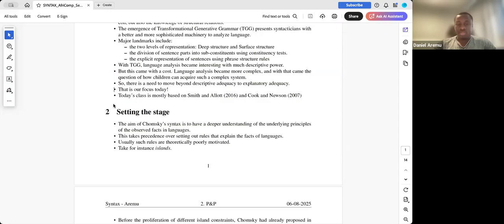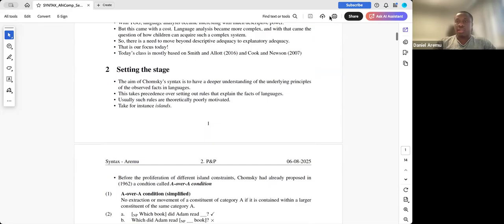We'll start today. In today's class, we will look at the question: what are the things in the mind of a child, or even the speaker of a language, that make him or her able to maneuver or even play with language, if you call it that way, effortlessly? All right, so let's set the stage. Today we'll be looking at principles and parameters, popularly called the government and binding theory. That's the aim for today.